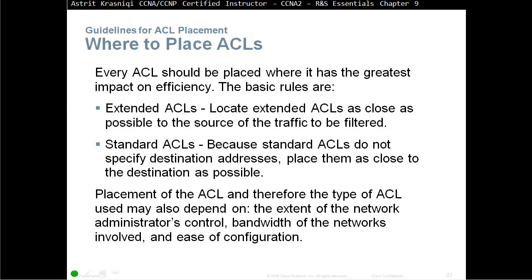Where should we place an ACL? That's a big question. Every ACL should be placed where it has the greatest impact and efficiency. The basic rules are: locate extended ACLs as close as possible to the source of the traffic to be filtered. Standard ACLs, because they do not specify the destination address, should be placed as close to the destination as possible. Placement of an ACL, and therefore the type of ACL used, may also depend on the extent of the network administrator's control, bandwidth of the network involved, and ease of configuration.